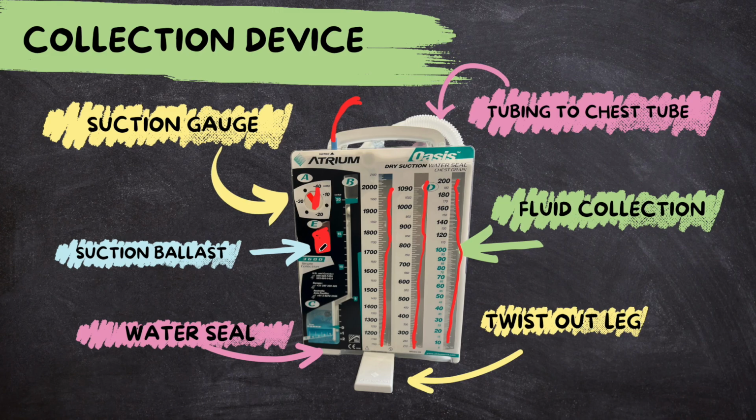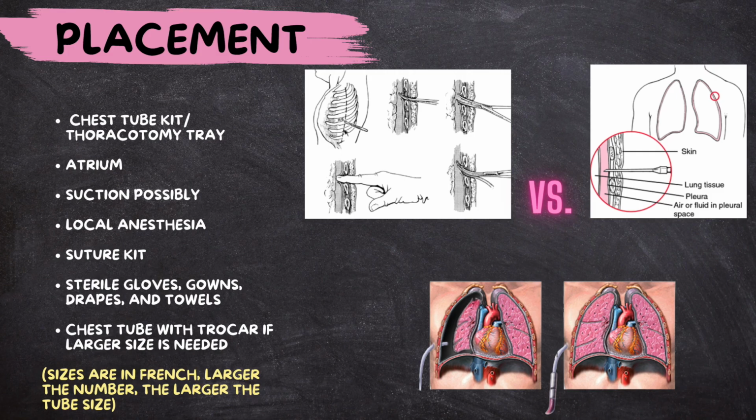So now that we know the parts of the collection device, let's look at placement and what that entails. We've got a couple ways, and this is just like the kits that we talked about.